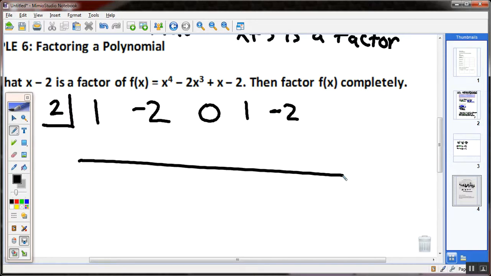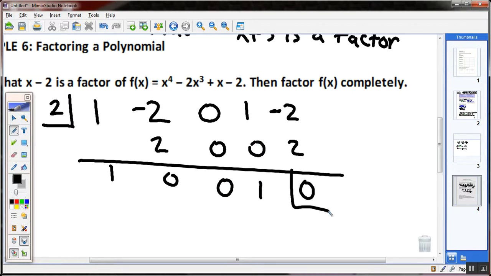Help me bring down. We're going to have a 1, and then a what? A 2, a 0, 0, 0, 1, 2. Oh my God, kids. What's the remainder? 0.